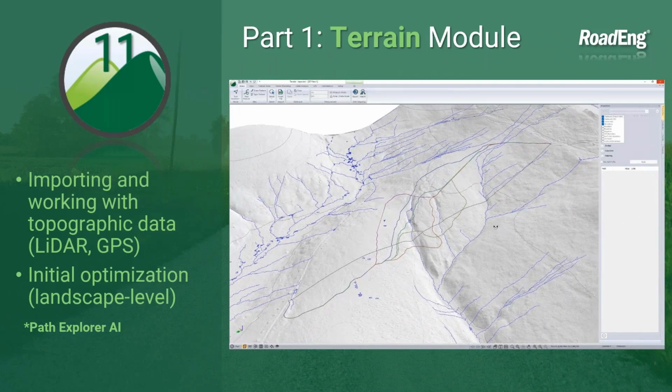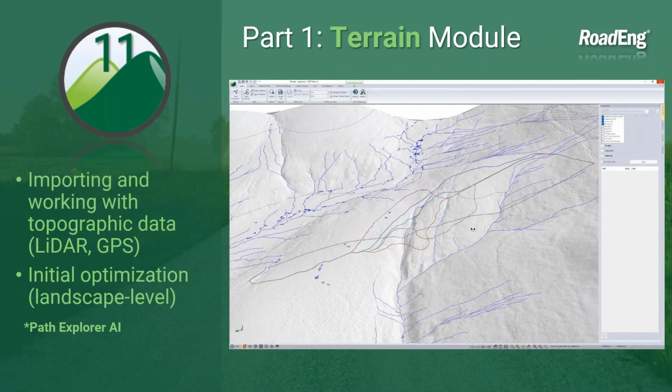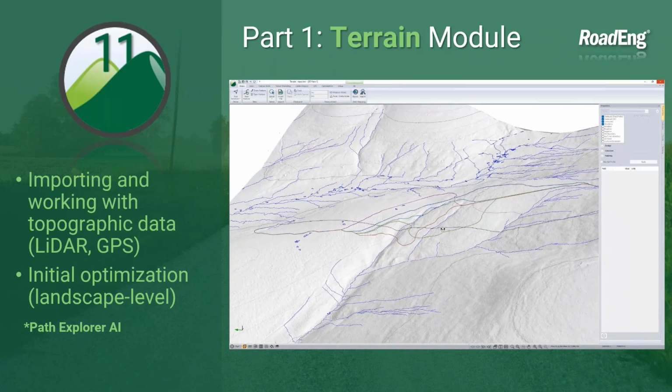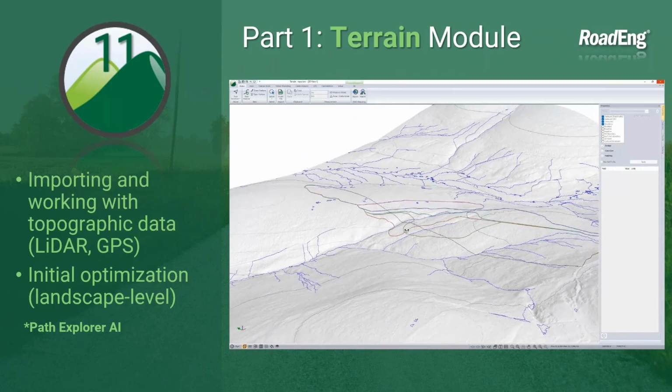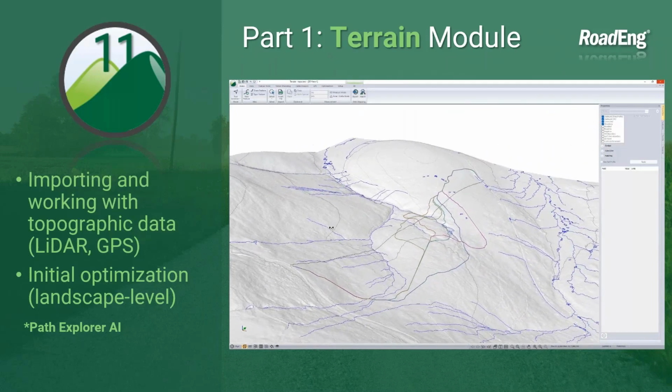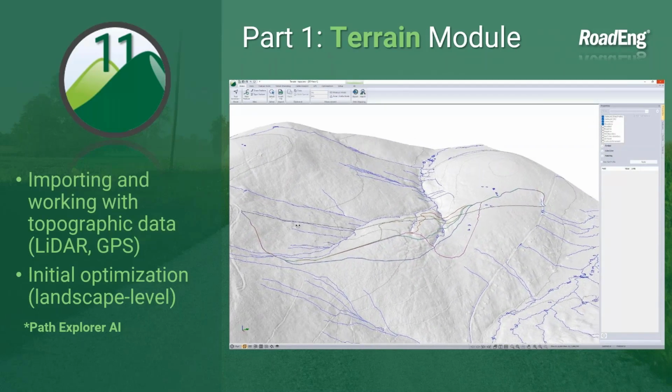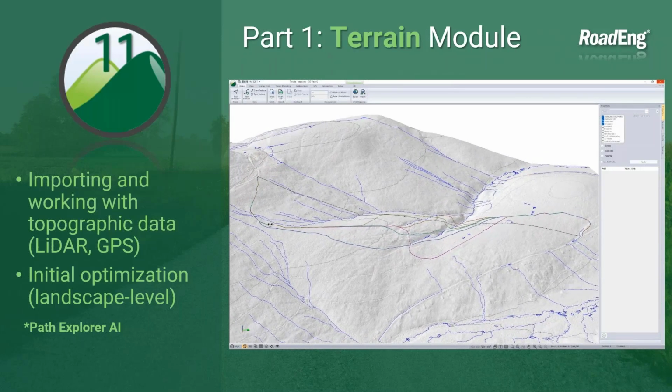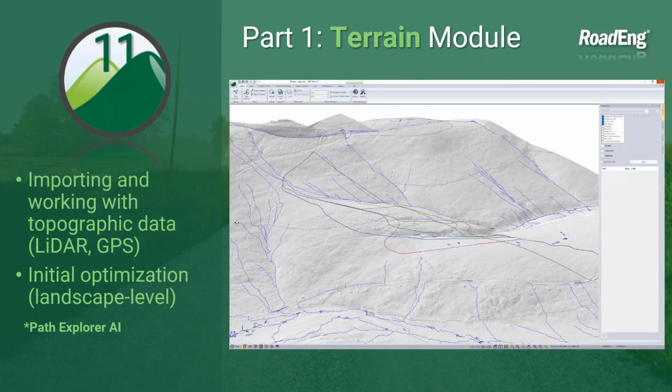Here, we're going to import and work with our topographic data, and in today's example, that's going to be some LiDAR data. We're also going to do an initial optimization, figuring out where we should put this road. This is done at more of a landscape level using Path Explorer AI.